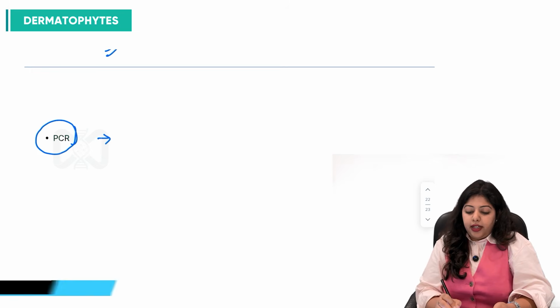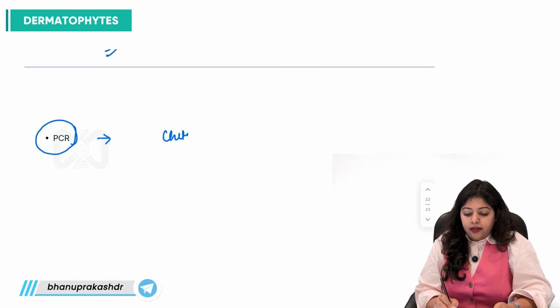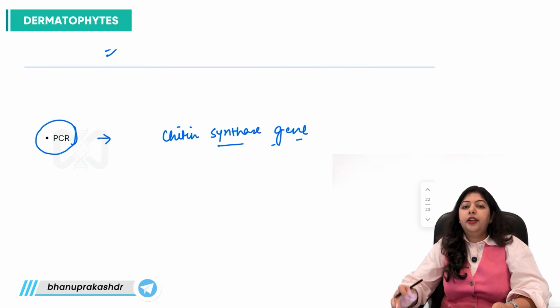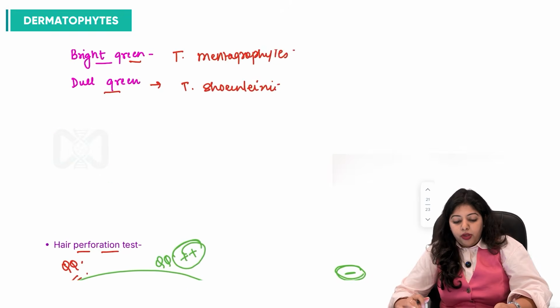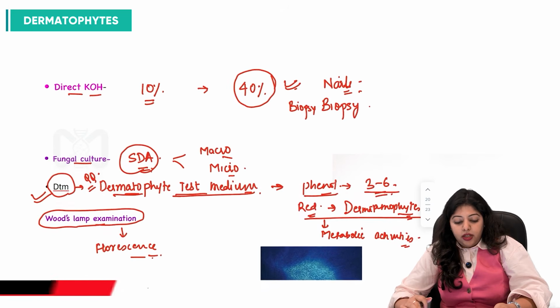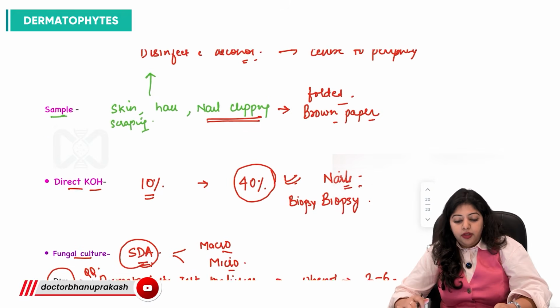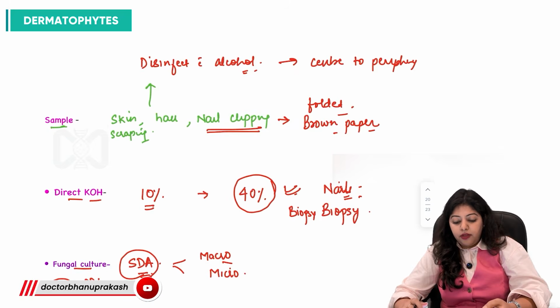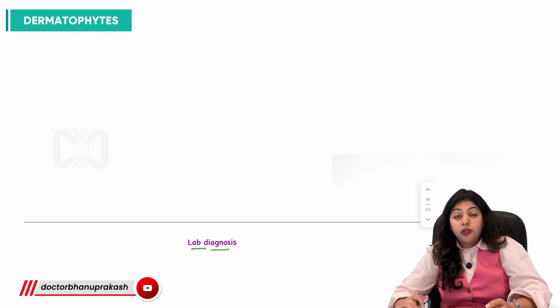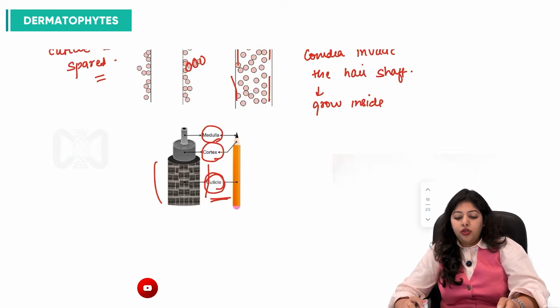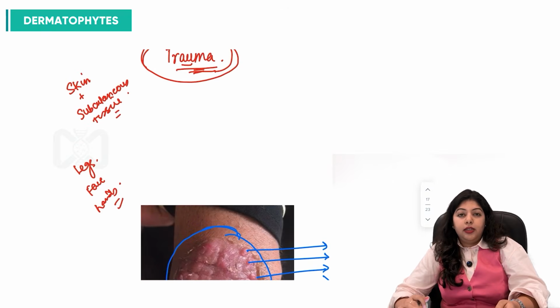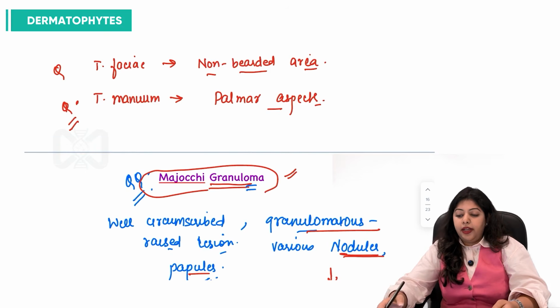We are going to identify the chitin synthase gene for dermatophyte identification. So this was about the important lab diagnostic tests which are done, right? The different samples which we use, different tests which can be done, and specific tests which are done for dermatophyte infections. So this was all about the high yield points from dermatophytes. Thank you.